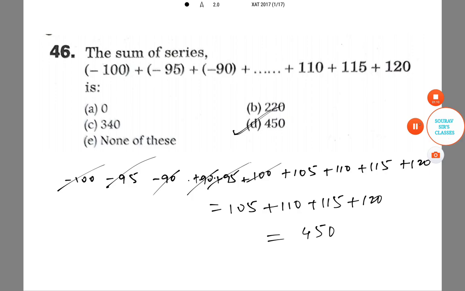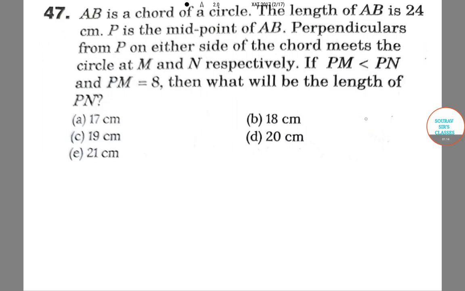The next question is, AB is a chord of a circle. So let this be a circle and AB is a chord. The length of AB is 24 centimeters, and P is the midpoint of AB.